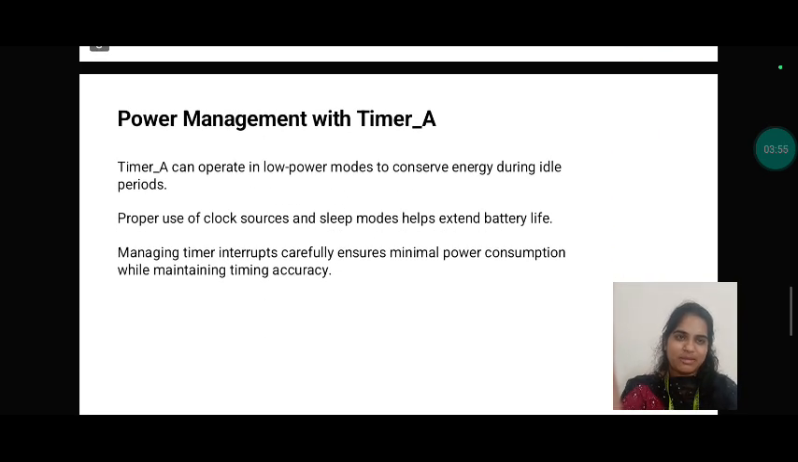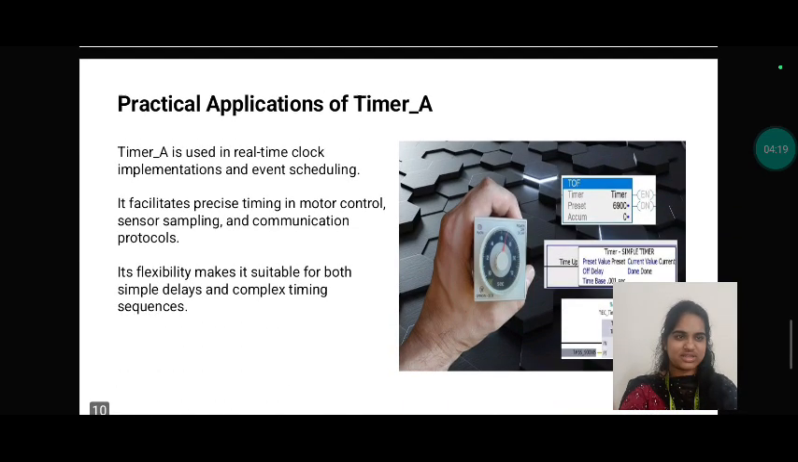Power management with Timer A. Timer A can operate in low power modes to conserve energy during idle periods. Proper use of clock sources and sleep modes helps extend battery life. Managing timer interrupts carefully ensures minimal power consumption while maintaining timer accuracy.